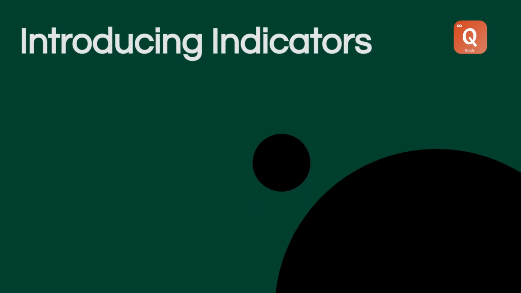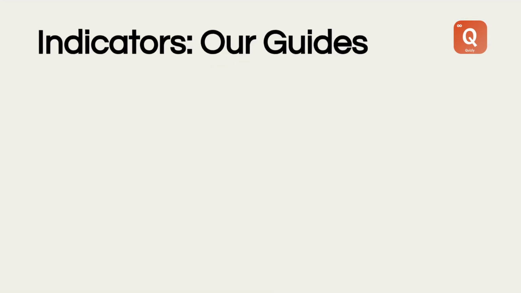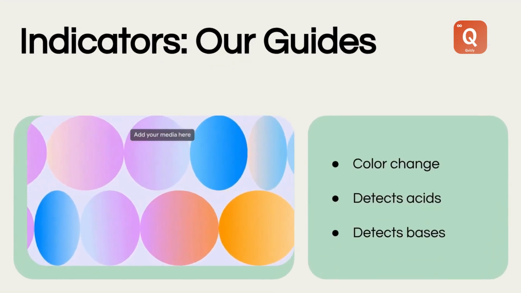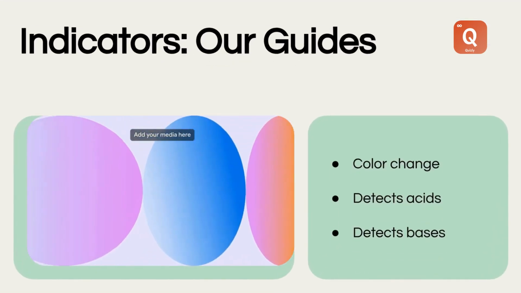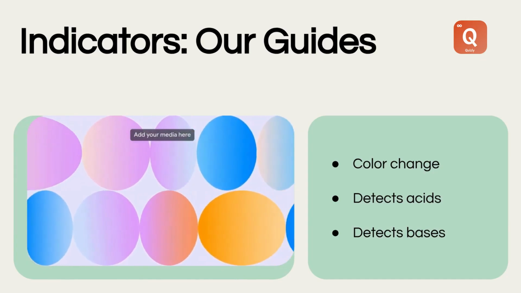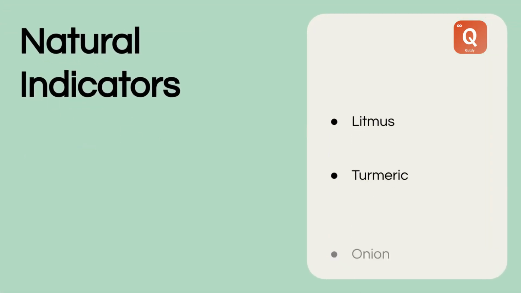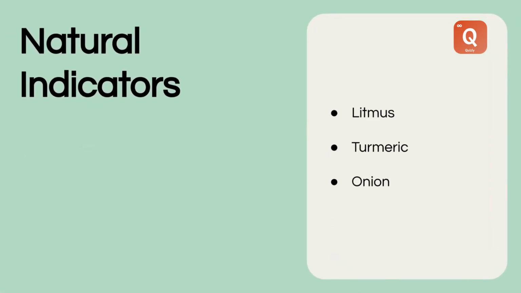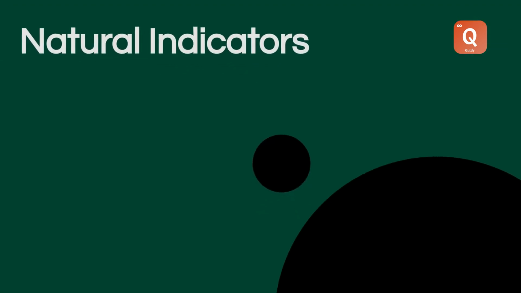The answer lies in using indicators. Indicators are special substances that change color when they come into contact with an acid or a base. They are like chemical traffic lights, signaling the nature of a solution. First, let's look at some natural indicators that you might already know or can easily find around you. These indicators are derived from plants and other natural sources.